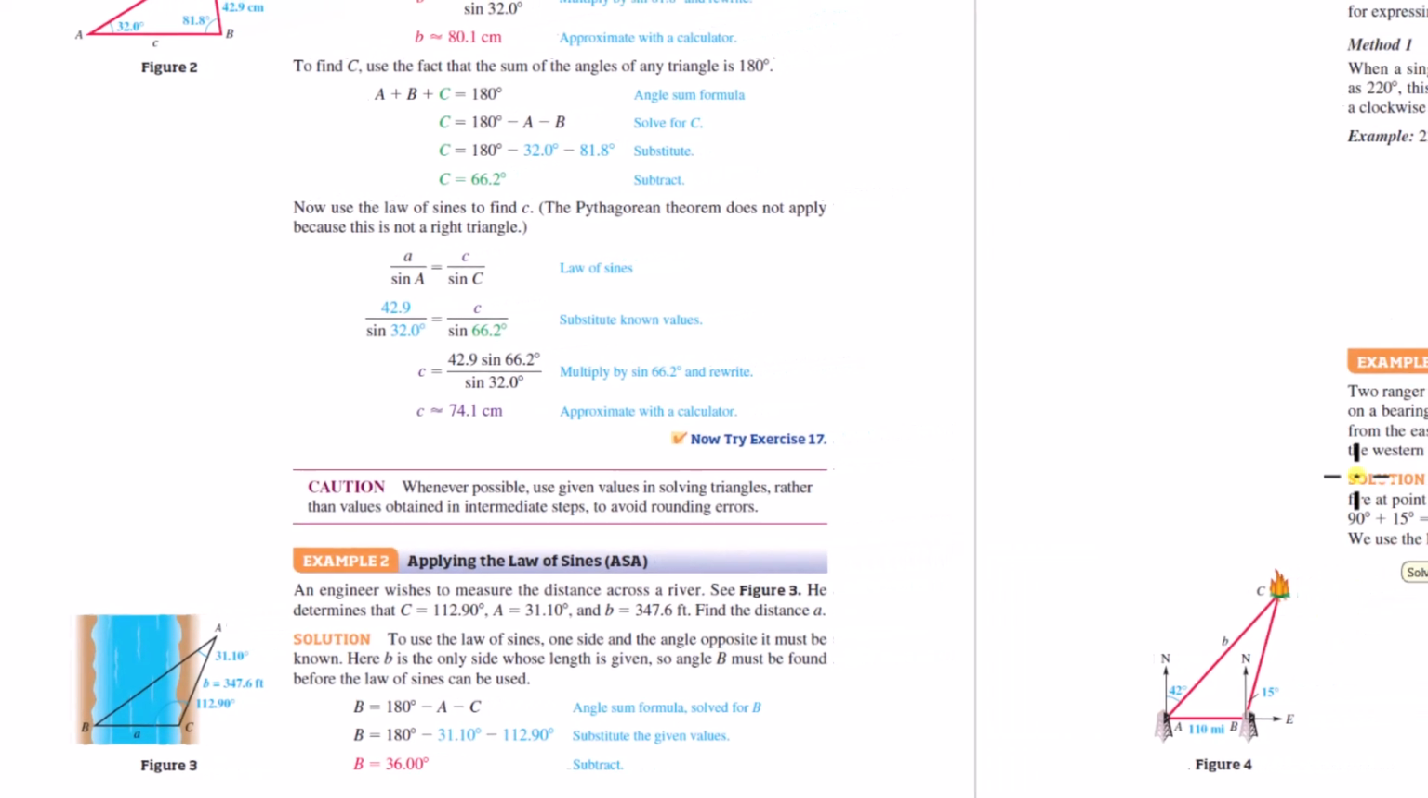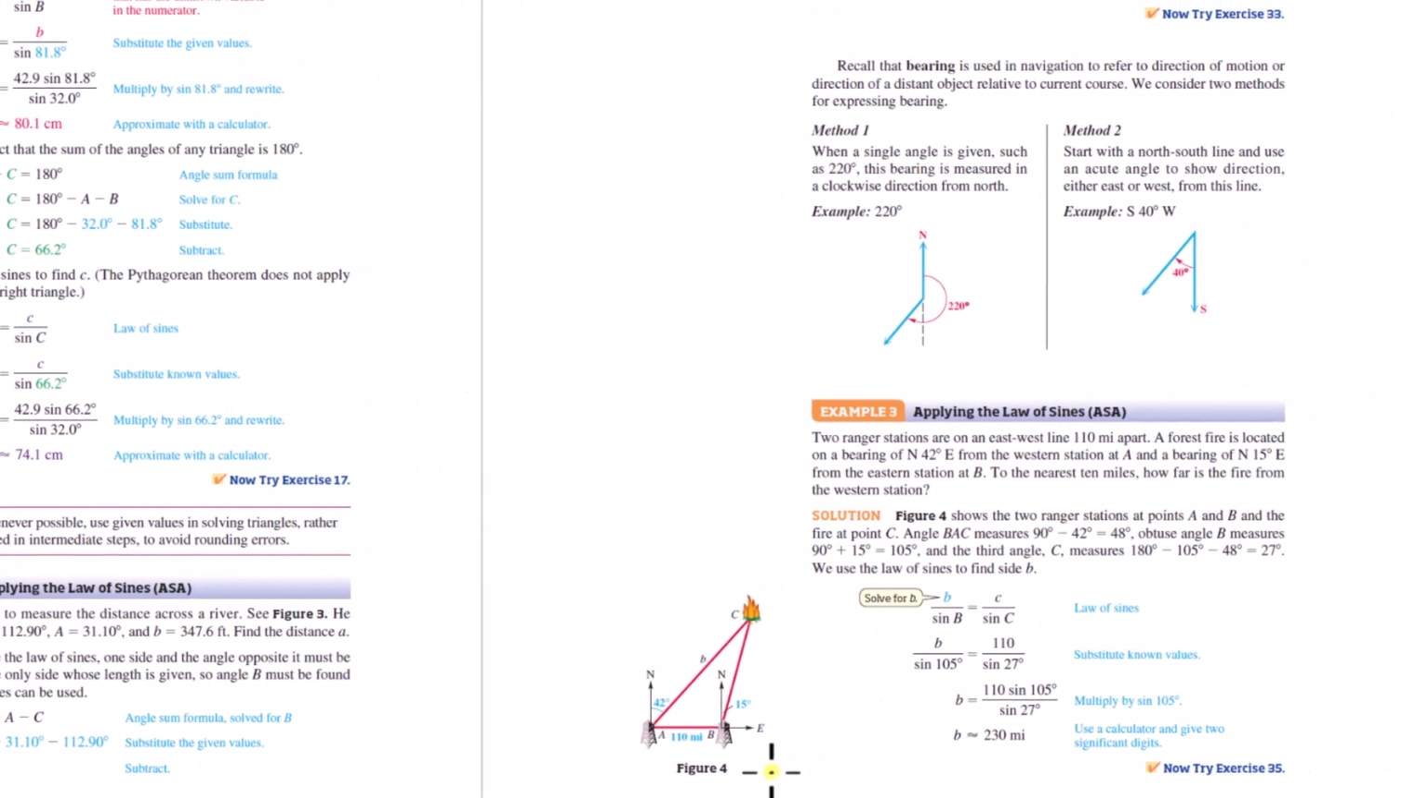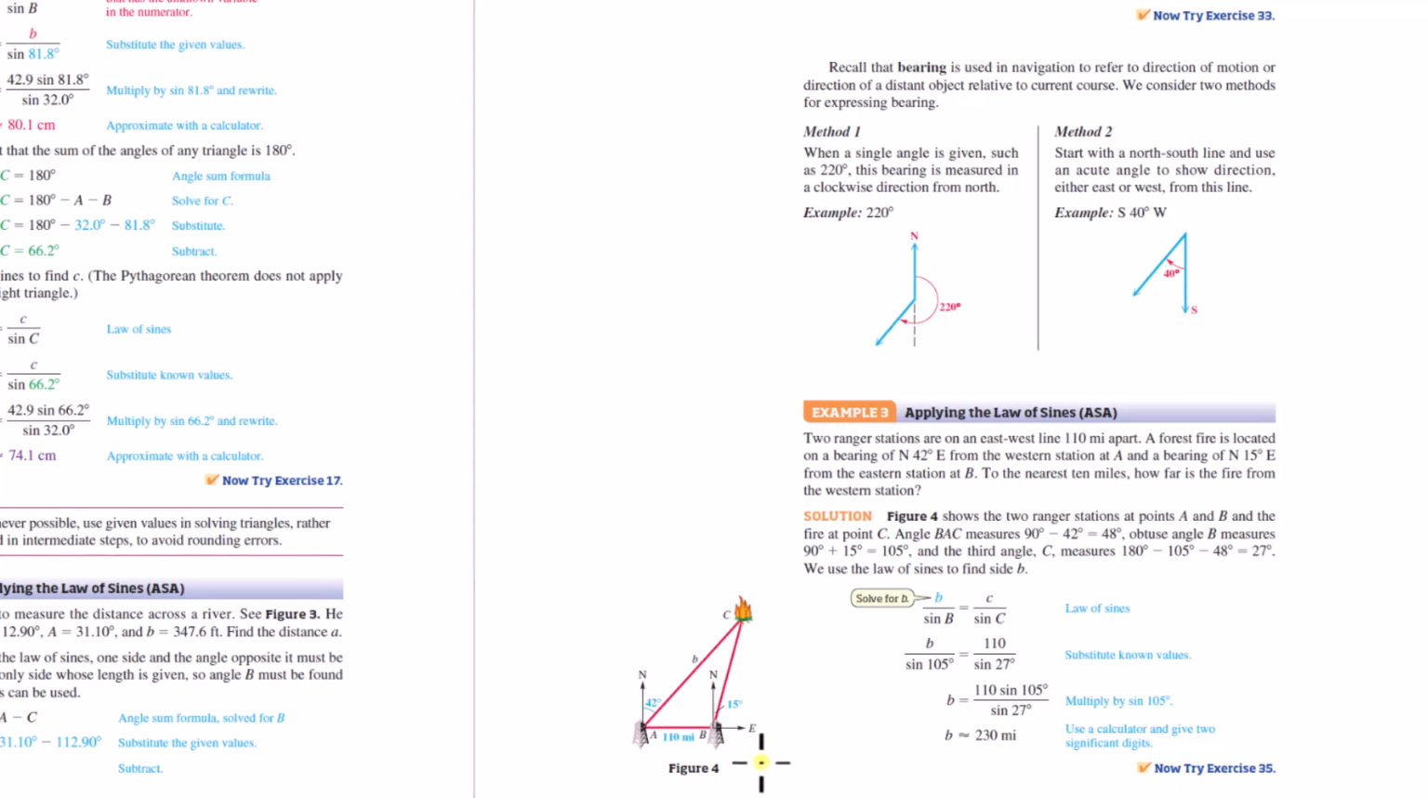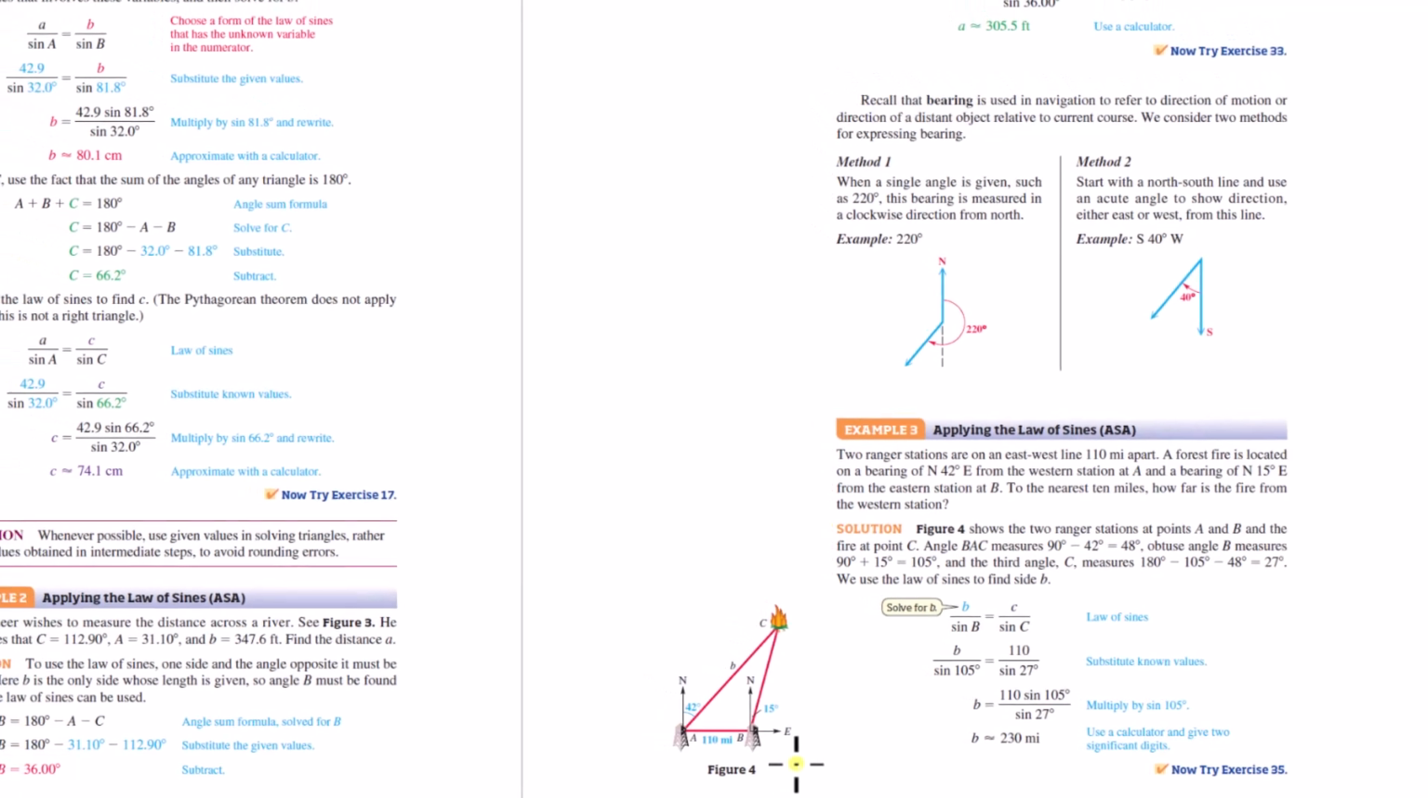Okay, so now here's another example. It's just another angle side angle example. You know two angles of a triangle and a side length. So the law of sines is straightforward and easy in that case. Since you can easily get that third angle, you're home free.